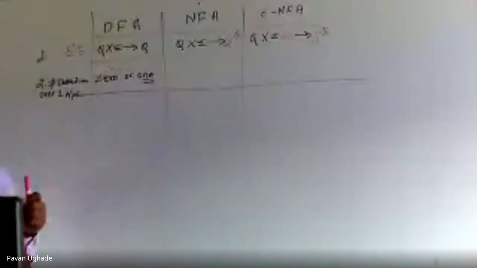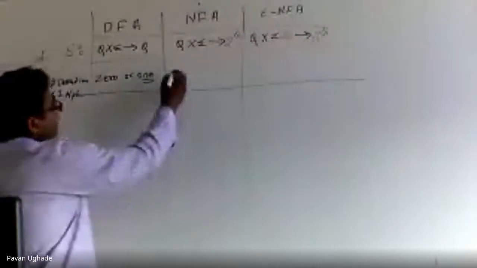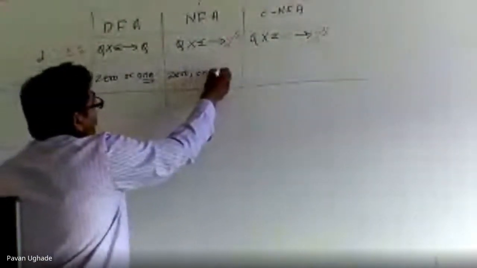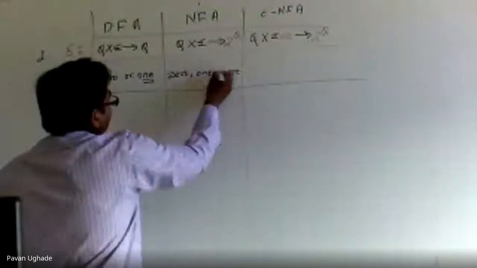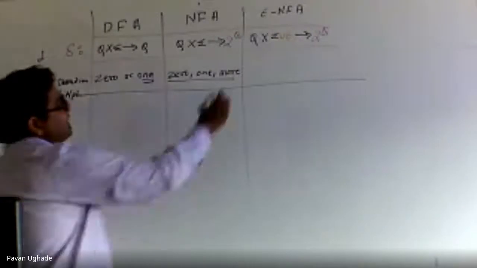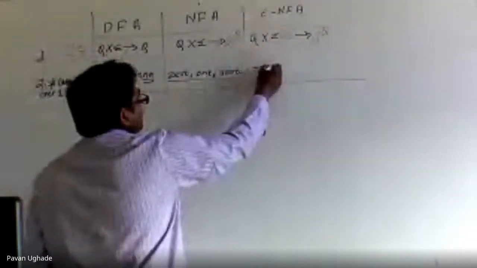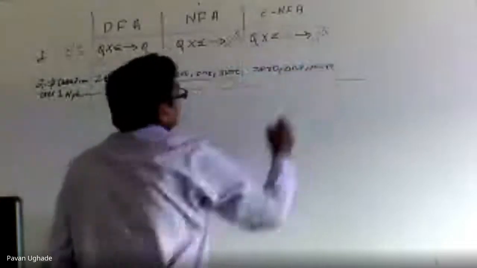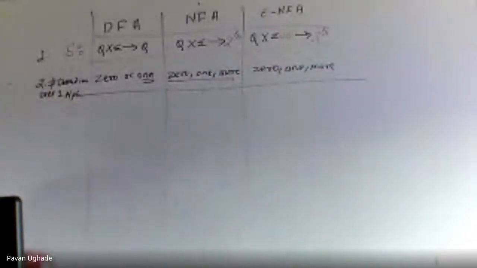What about NFA, guys? It is 0, 1 or more. Same with the epsilon NFA: 0, 1 or more transitions are possible over one alphabet.